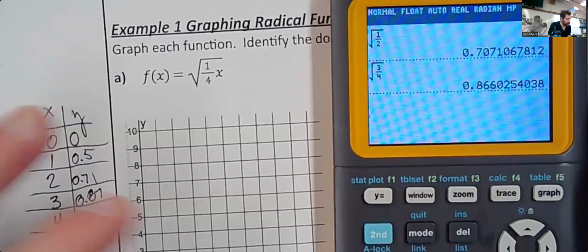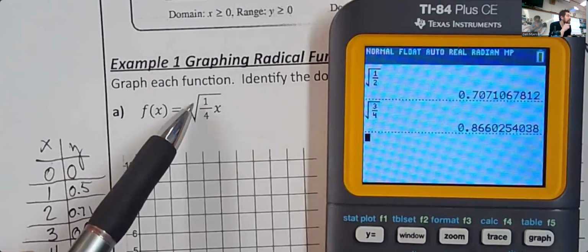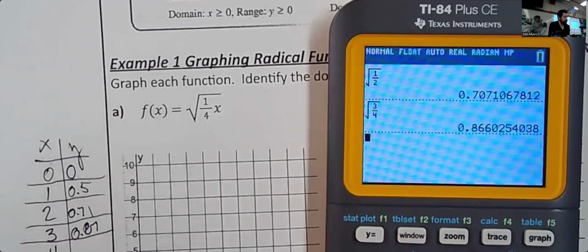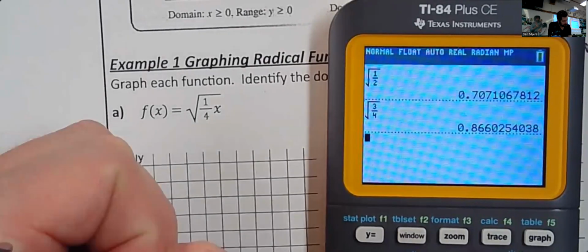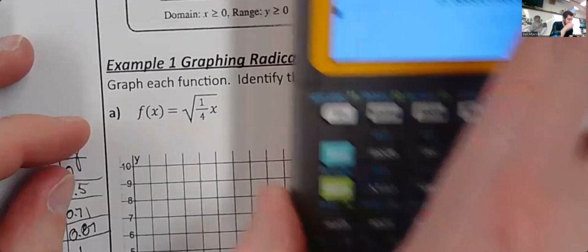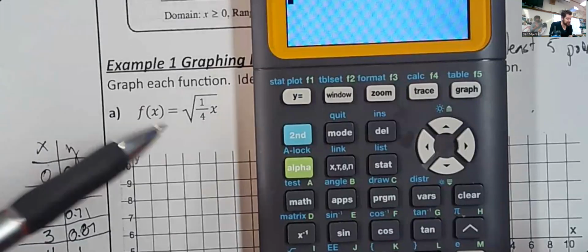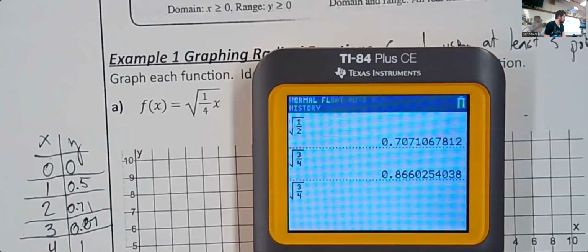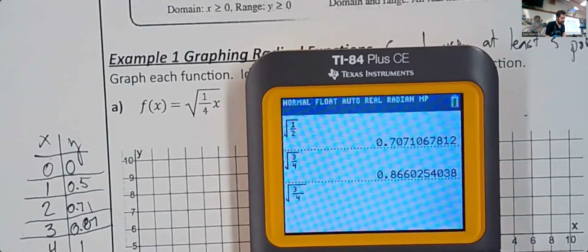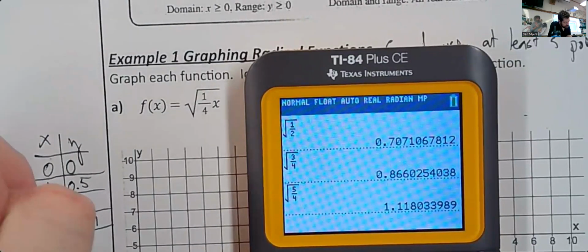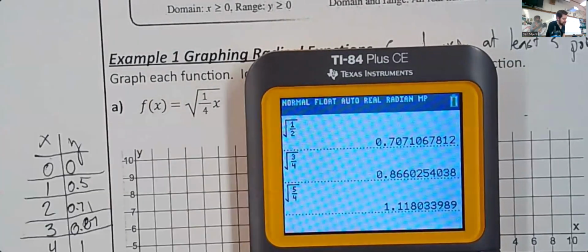If we plug in 4, 1/4 times 4 is 1. What's the square root of 1? 1. All right, so 4, 1. If we keep going, 5. Let's see how many more we can fit on here. So if we type in 5, that'll be 5 times 1/4, which is 5/4. So I'm just going to go back up here, copy it, paste it, go back to my numerator, replace the 3 with the 5, 1.11. Which will be about right there.